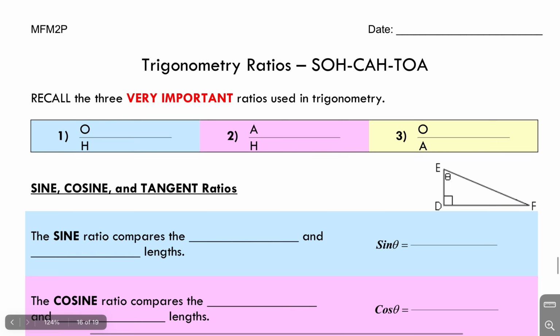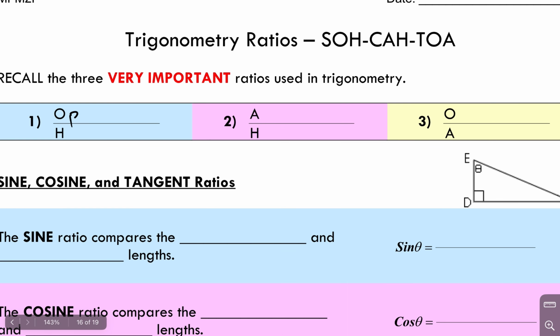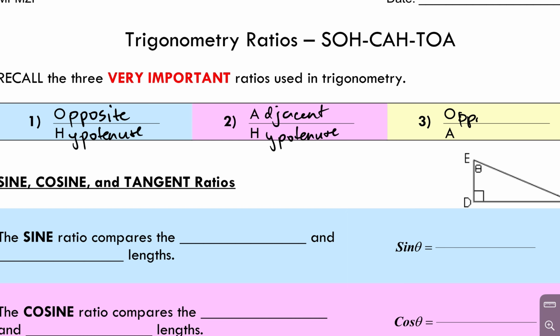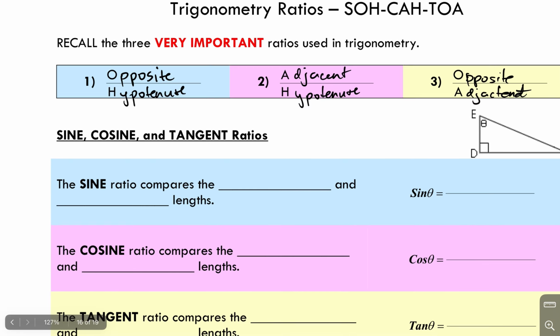Okay, so again, the ratios, opposite over hypotenuse, adjacent over hypotenuse, and opposite over adjacent are the 3 ratios. And these ratios have names, okay? The opposite over hypotenuse, that's called the sine ratio, S-I-N-E. It compares the opposite and the hypotenuse lengths, okay?